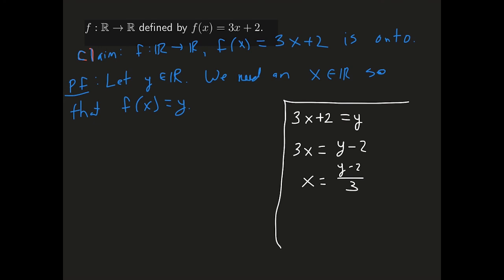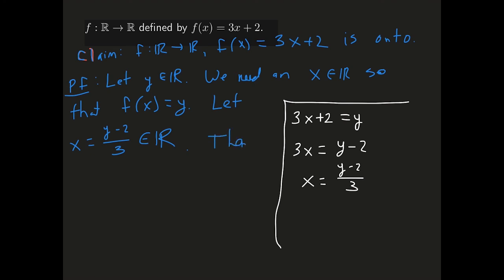Now let's go back to the main part of the proof. We're going to let x be equal to y minus 2 over 3. It's important to note that this is a real number. That's what has to be true: x has to actually be in the domain. So this is a real number because y is a real number, 2 is a real number, 3 is a real number. By closure of subtraction and division on the real numbers, with non-zero division, this is a real number.